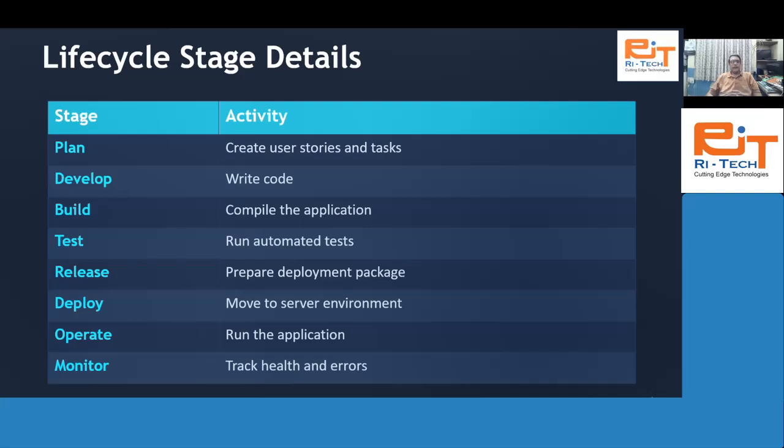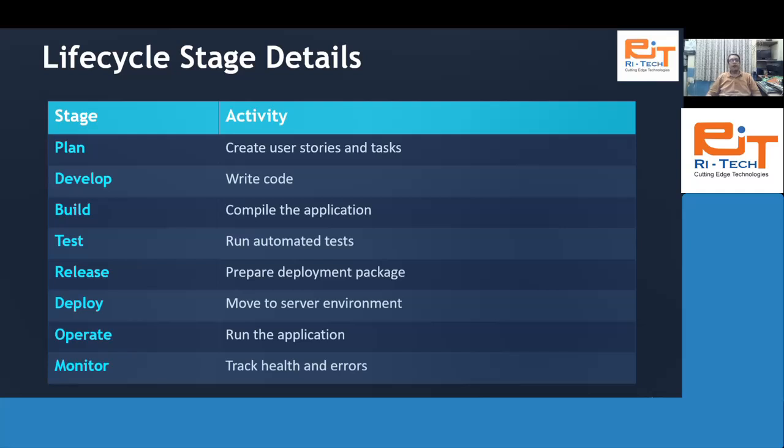Once the developer writes the code, they hit the commit. As soon as they hit the commit, the next step that happens is build. It will build the application. Then, once built, it will test the application, if you have implemented automated tests.